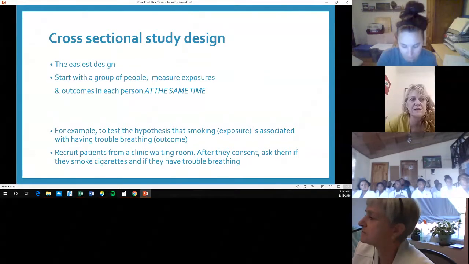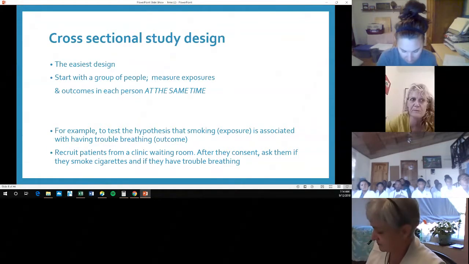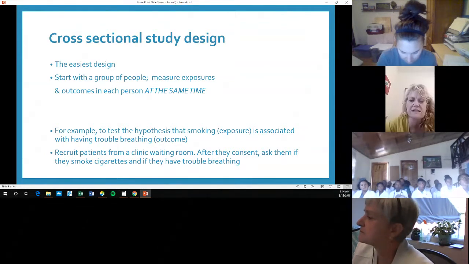So in a cross-sectional study design, you start with a group of people, and the main component of the cross-sectional study design is that you measure exposure and outcome in each person at the same time.